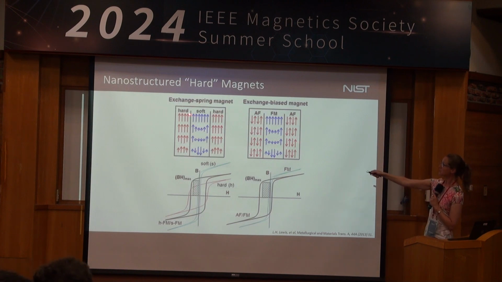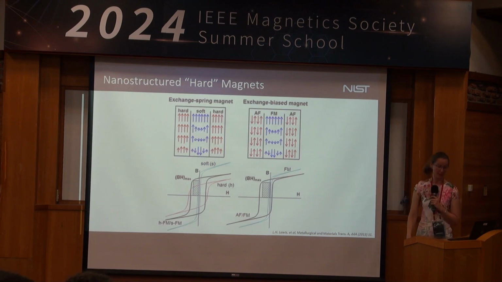The basic idea is that your hard layer will pin the soft layer. So you get the Ms enhancement from your soft layer, but you get the coercivity enhancement from your hard layer, which makes your loop overall significantly bigger. And so you get a much larger energy product. It's a similar idea for the exchange bias, where you get pinning at these interfaces. So again, you combine the ferromagnet with the coercivity of the antiferromagnet.